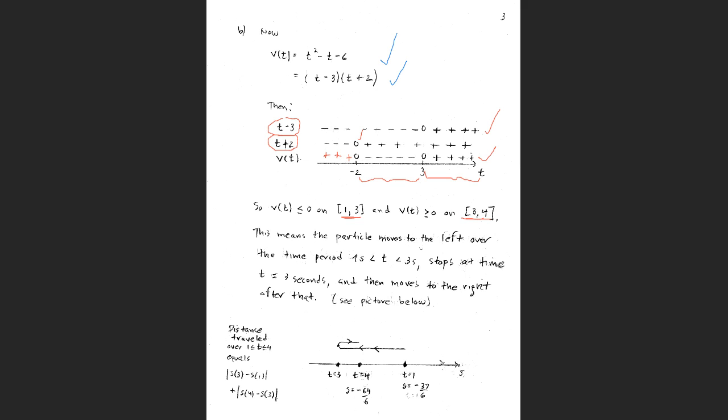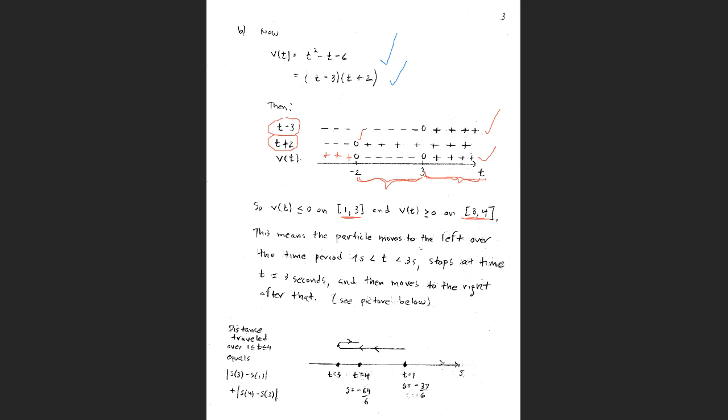And the velocity is negative from 1 to 3, because when t is between negative 2 and positive 3, the velocity is negative. When t, though, is greater than 3, the velocity is positive. So the velocity would be positive over the interval from 3 to 4.